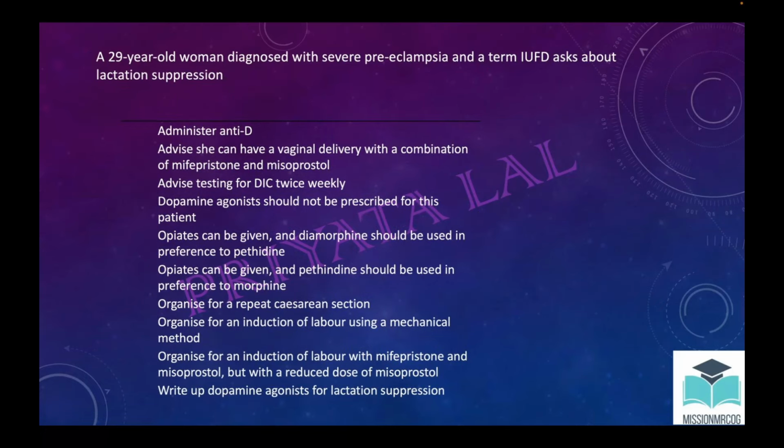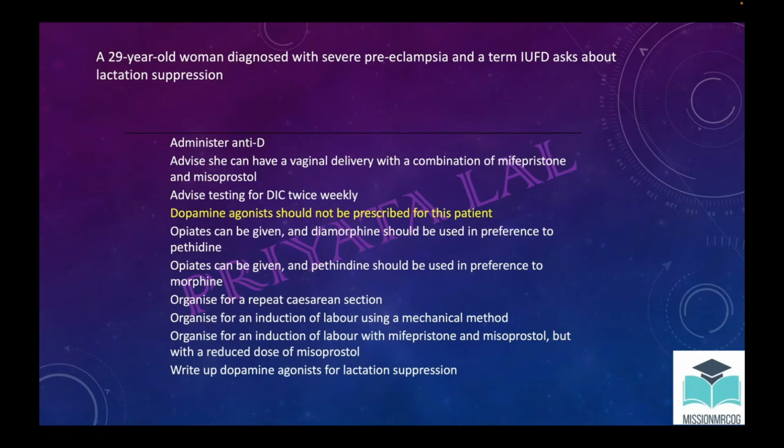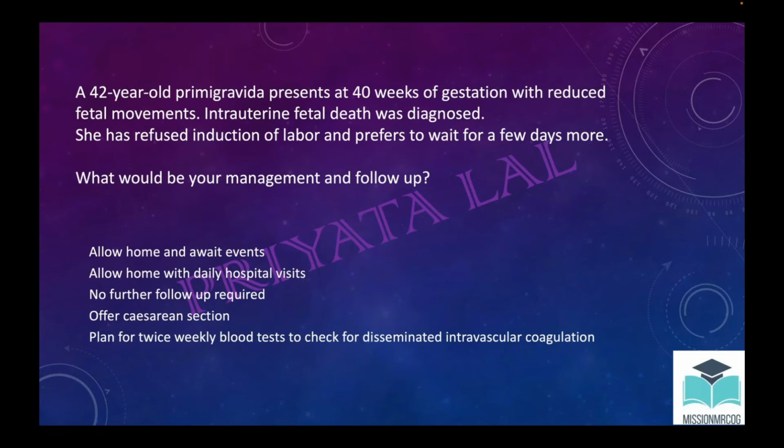A 29-year-old woman diagnosed with preeclampsia and IUFD asks for lactation suppression. Dopamine agonist should not be prescribed. Dopamine agonist cannot be prescribed for this patient. Very nice.